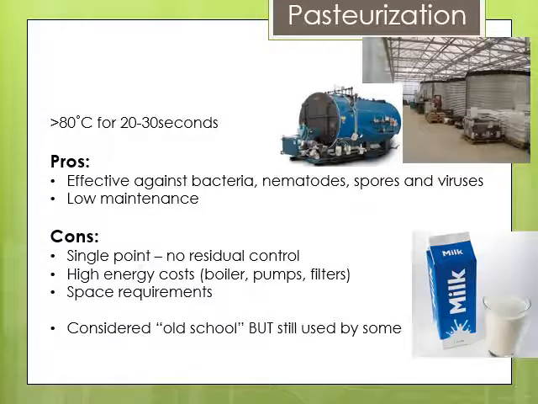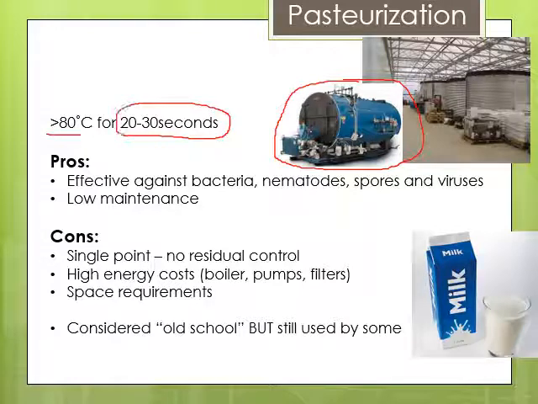Now, there are some big farms that actually still use pasteurization. Pasteurization actually will knock back viruses, which you can consider pretty helpful. But it's expensive because basically you have a dedicated boiler that has to heat all the returning irrigation water up to 80 degrees Celsius, and it has to stay there for a minimum of 20 to 30 seconds. Typically, they hold it for longer than that.